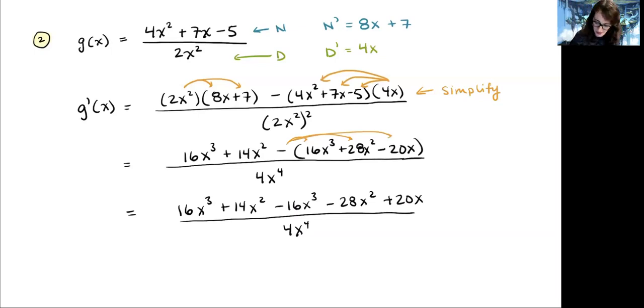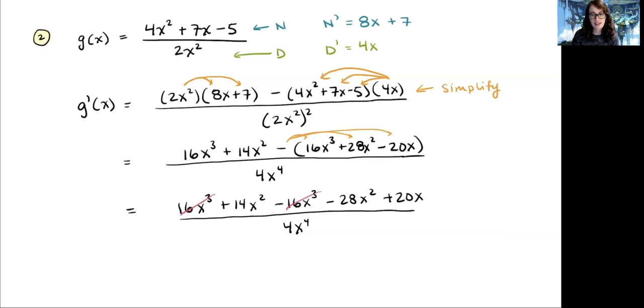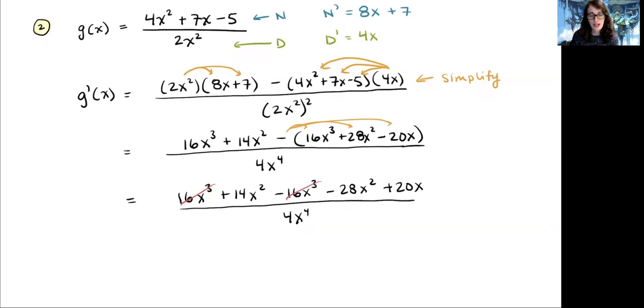All right, I see some x cubes that we could simplify. They actually are the same, so those will just cancel out or add up to 0. I see some x squareds that we could combine together. 14x squared minus 28x squared will give us negative 14x squared, I believe. And we still have plus 20x.